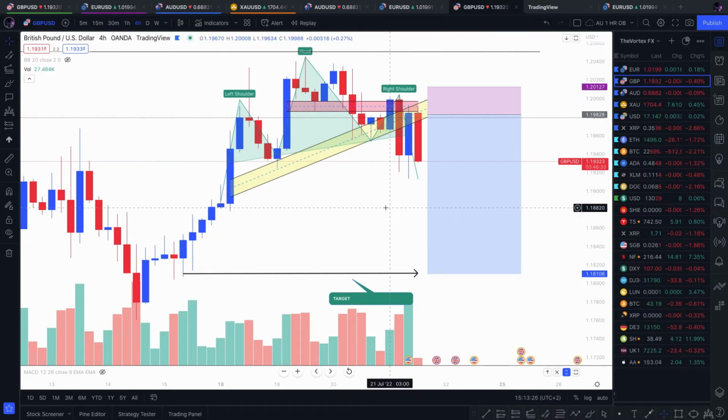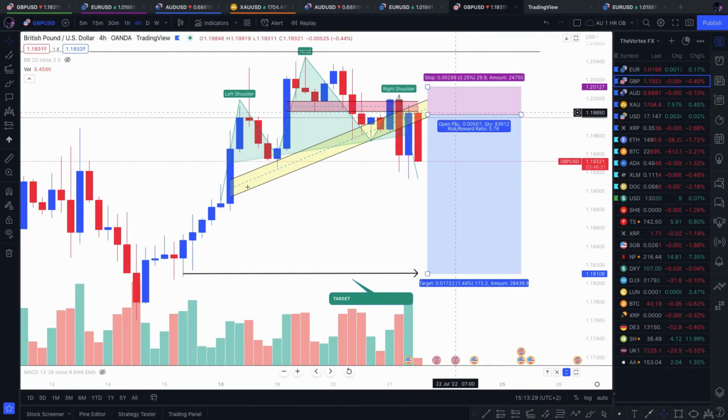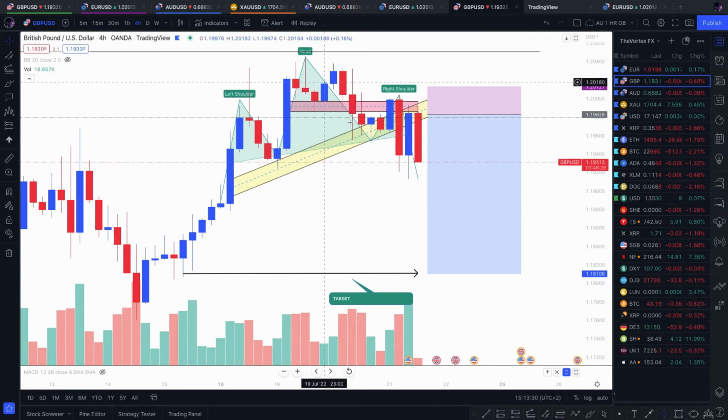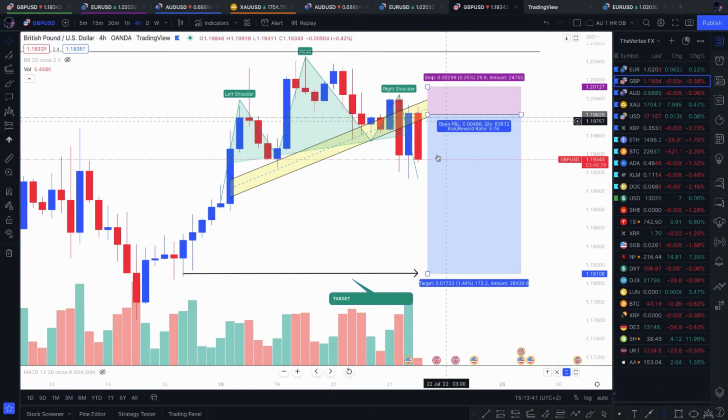So we had two bits of confluences, right? We had a double top as well as our bigger head and shoulders formation. So I did not manage to catch this double top. However, there is still a head and shoulders, and currently, as it is playing out, I am in profit.